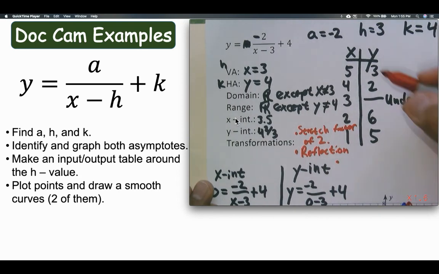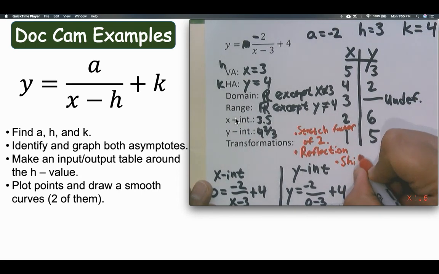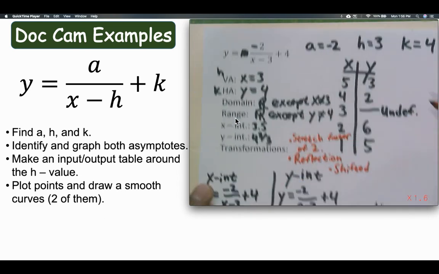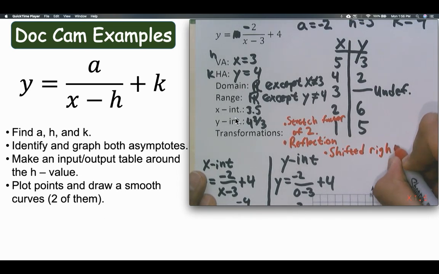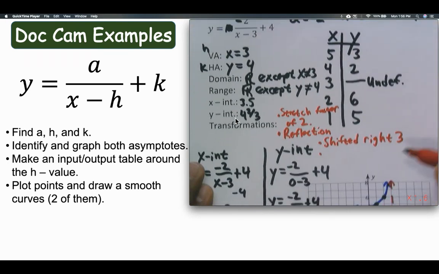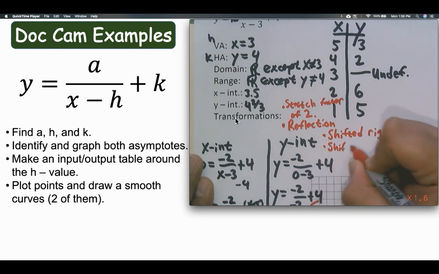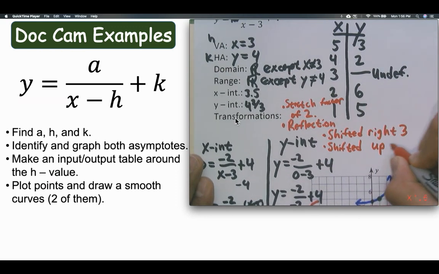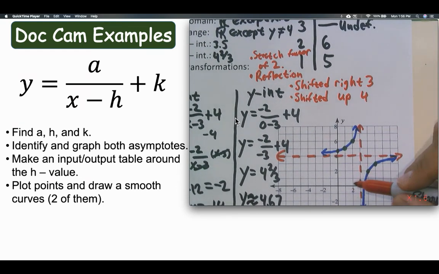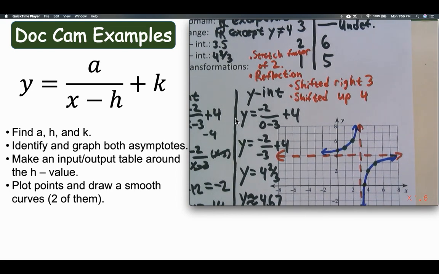And also h is a 3, so it's shifted right 3. And that 4 tells me to go up or down, so this is shifted up 4 from the parent graph. So I got shifted right 3, up 4. That's why when we started off, we were actually right on the origin, and then it got shifted over. Okay, so that is the first example.